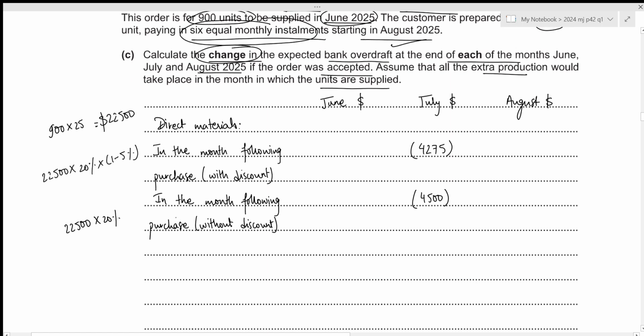Then we have the second month following purchase. So in the second month following purchase, we'll be paying 60% of the total amount. So 22,500 times 60%, which results in the value of 13,500. And since the production is to take place in the month of June, the second month following purchase will be August. So 13,500 will be paid in August. That is all for the direct material.